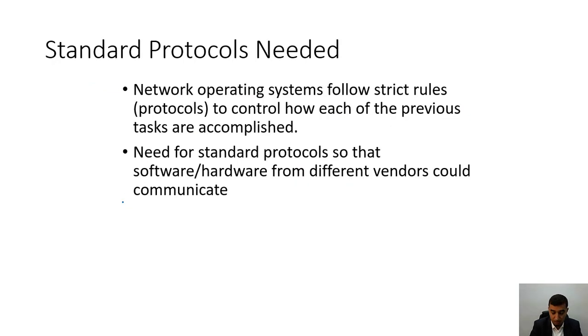We need some sort of methods to standardize how data is sent and received. So we have the standard protocols needed. These standard protocols, which are the network operating systems, are strict rules called protocols on how data is sent and received. We have different types of protocols. We are going to talk about a few of these protocols that are very important when sending and receiving data.